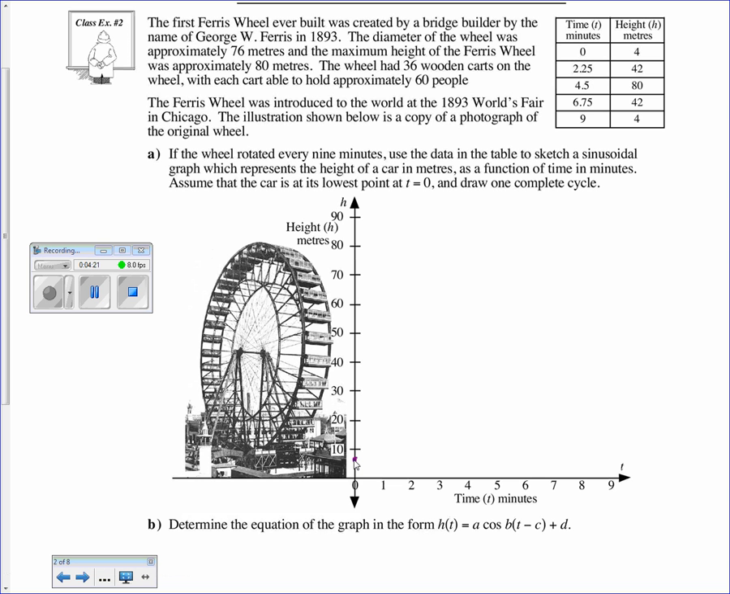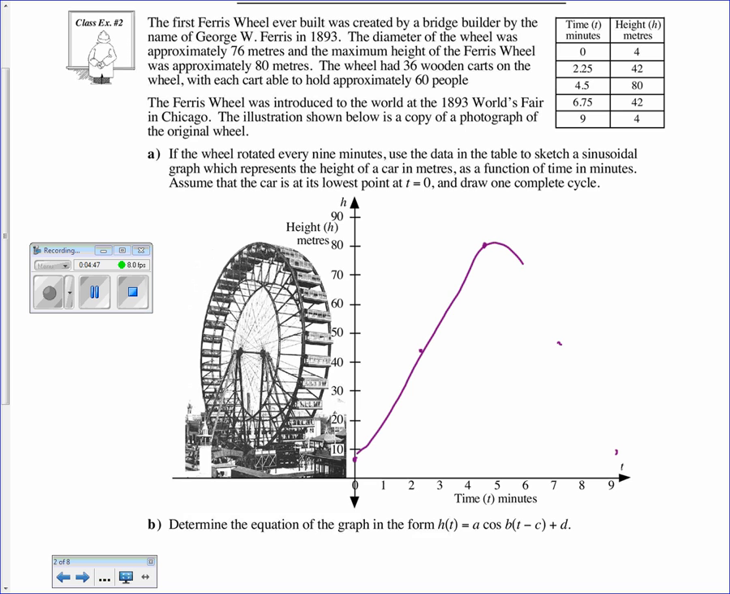At time 0, I'm at 4 meters above the ground. At time equals 2.25, I'm 42 meters above the ground. At 4.5, I'm 80 meters above the ground. At 6.75, I'm 42 meters above the ground. And at 9, I've returned back to the ground.